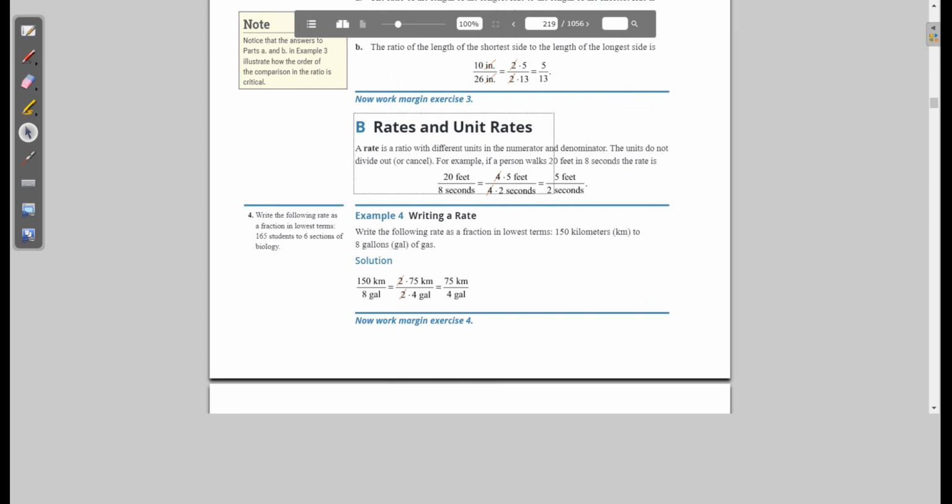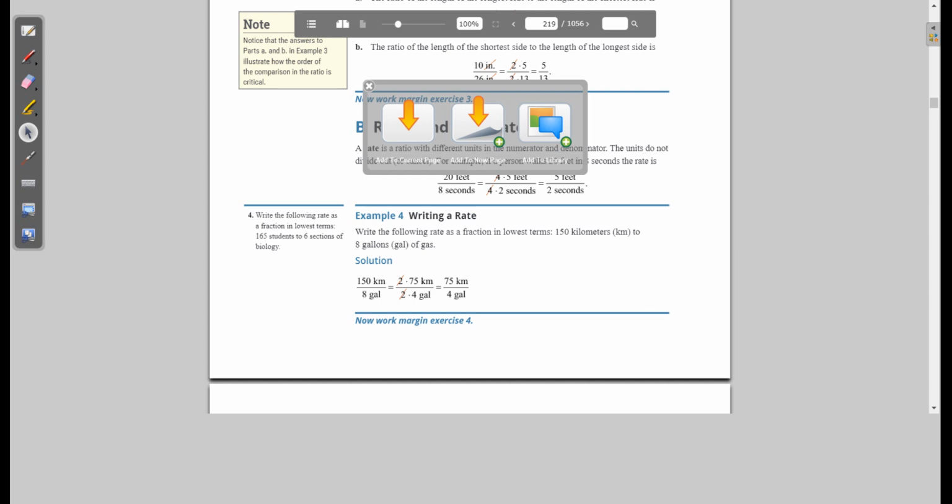Next up, we're going to be talking about rates and unit rates, and we're just going to go ahead and snip the example along with this definition. It's not even much of a definition, just basically the same thing. It's just now we're using different words, right? So a rate is a ratio with different units in the numerator and denominator. The units do not divide out or cancel.